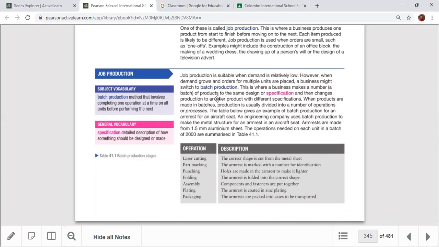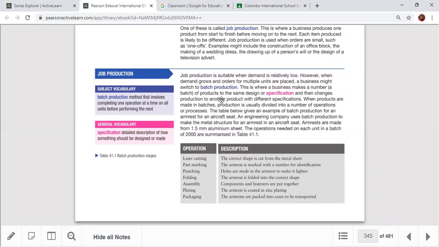But job production means it's a specific unit only one time, one unit only. Like one birthday cake, only one time. One bridal dress at one time, like that. So job production needs specialist people and specialist tools, because most of the time it is labor intensive. However, batch production is not like that.